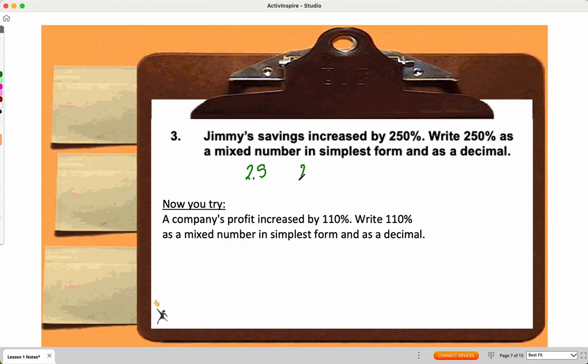And if I turn this into 2 5/10, this is where I couldn't stop right here. I'd have to turn this into 2 1/2 to have it in simplest form. So these are my 2 answers. Go ahead and figure the same thing out with a profit increase for that company of 110%.